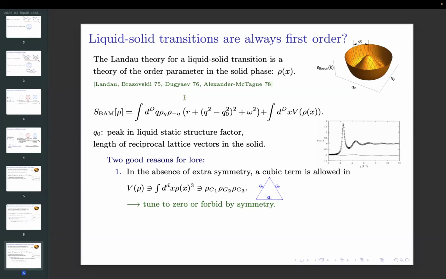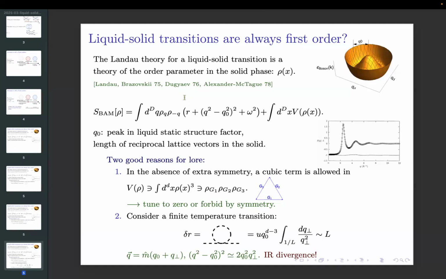But there's a second, much more interesting reason that you don't hear about this critical theory all the time, and that's that it's not self-consistent in the following sense. So let's think about a finite temperature liquid-solid transition. Put this thing at finite temperature, meaning make the Euclidean time periodic. And let's think about the renormalization of this coefficient r. This coefficient r is the thing we're tuning through the transition, right? That's like the mass squared of this field. And I want to approach the transition, I want to take r towards 0.